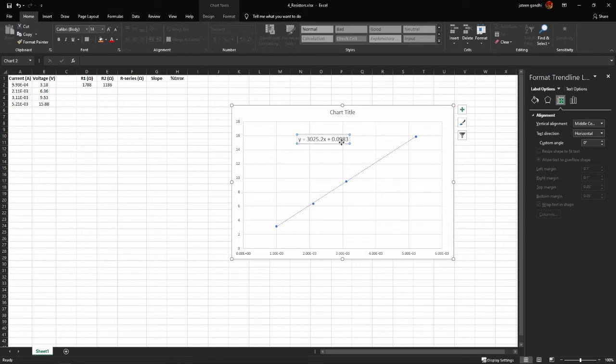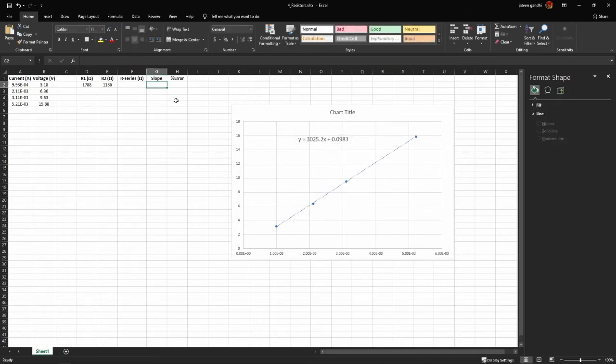Okay, so as you can see, the b is almost 0, right? So we can ignore that, and all we care about is y equals the slope times x, correct? So looking at this now, the slope is 3025.2, that is my slope, correct? So 3025.2.